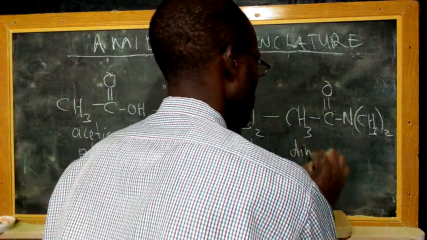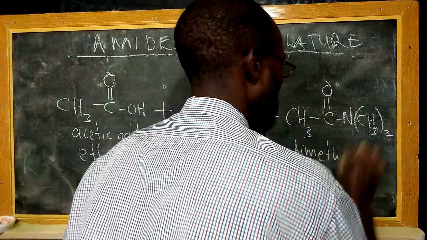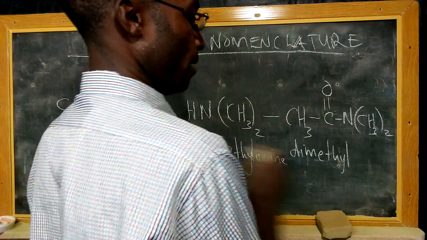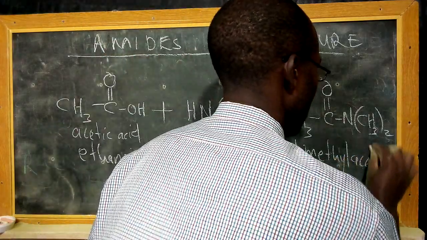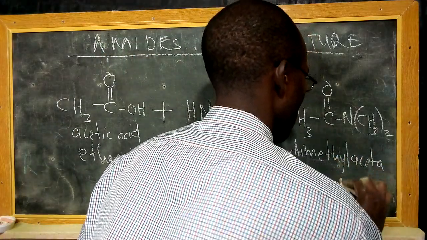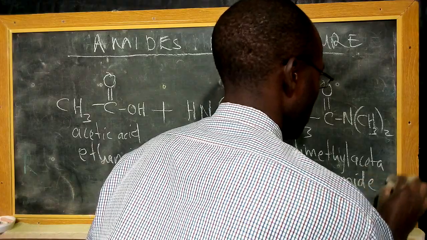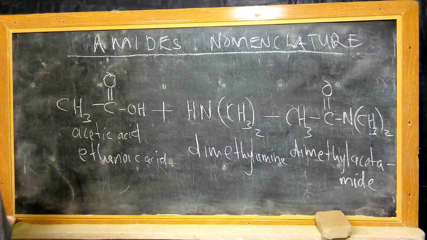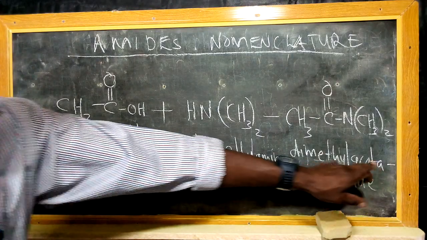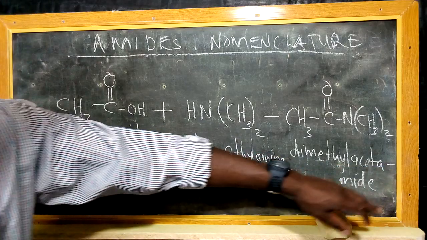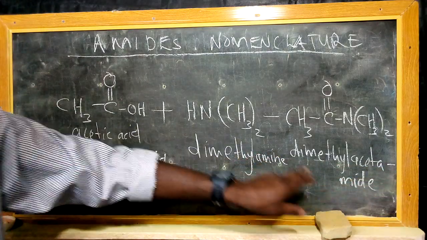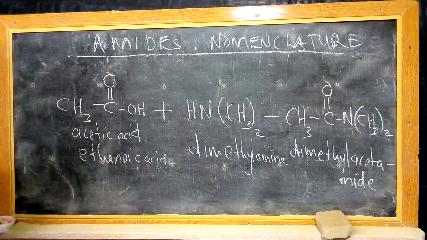So dimethyl, this is acetic acid, acet, and then amide. So it is dimethyl acetamide. I put something to indicate that it's a continuation, but this is not part of the nomenclature, just because of the space.